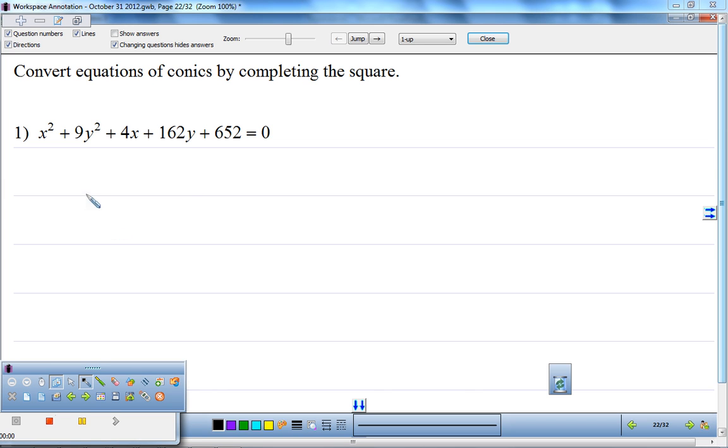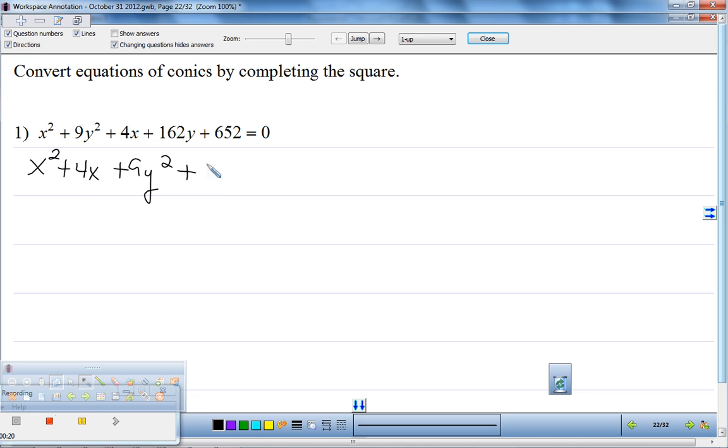Alright, in this particular problem we're going to convert from the general form of the equation of a conic to standard form. To do that, we're going to get our x values together and then our y values. So I'm going to start out by putting x squared plus 4x plus 9y squared plus 162y plus 652, and that's all equal to 0. So all I did was rearrange the equation here.